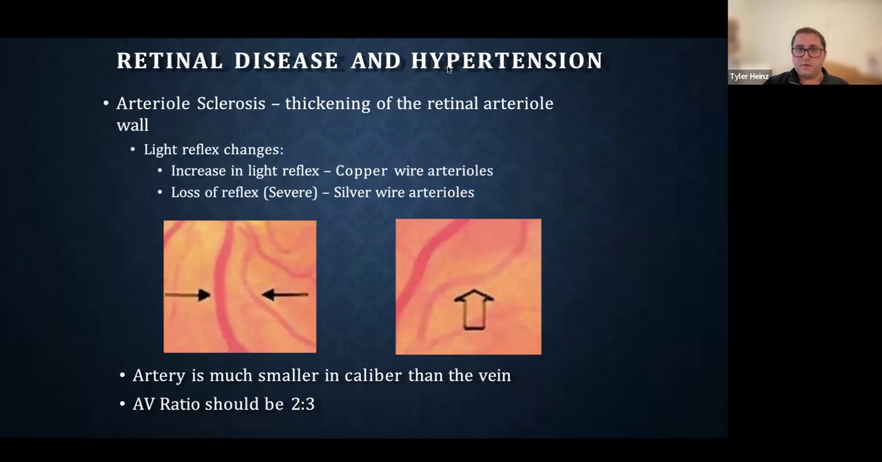Okay. Retinal disease and hypertension. So arterial sclerosis is a thickening of the retinal arterial wall. You're going to have light reflex changes. That's where you get your copper wiring, your silver wiring. Silver is much worse. That's more severe. That's from profound high blood pressure for a long time.